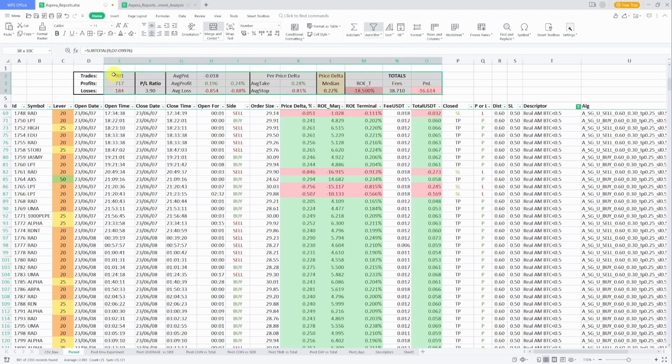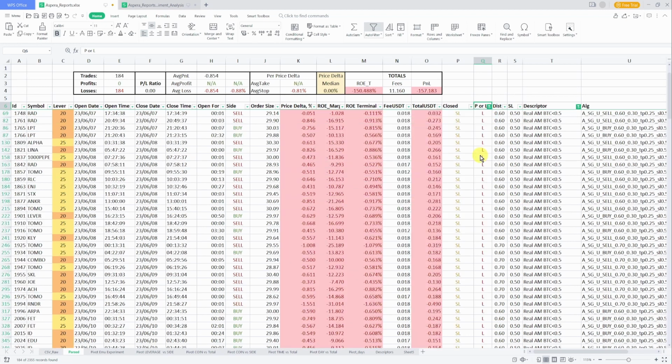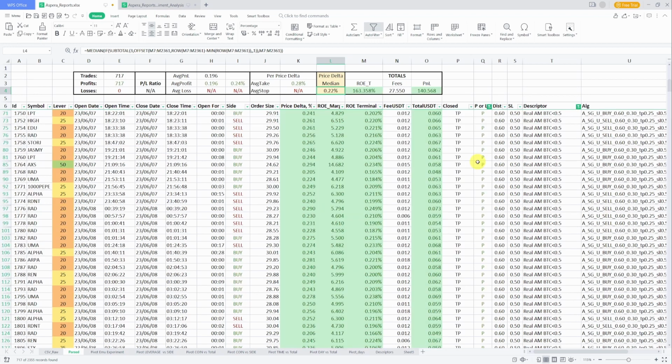One more thing here on top that sort of bugs me is the price delta median. There is something wrong with it as well. While I was filtering different sets of trades, it shows one of two numbers, either something resembling 0.22 or it shows a 0. If we were to go only to losses, now it's 0. If we were to go only profits, now it's 0.22.